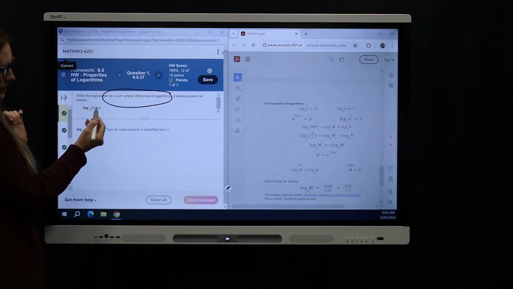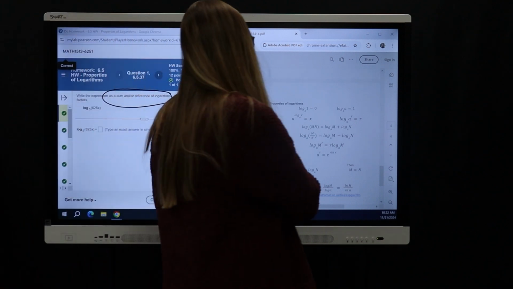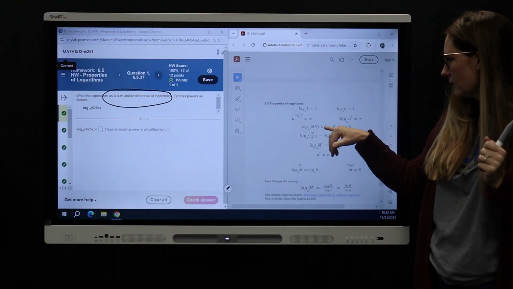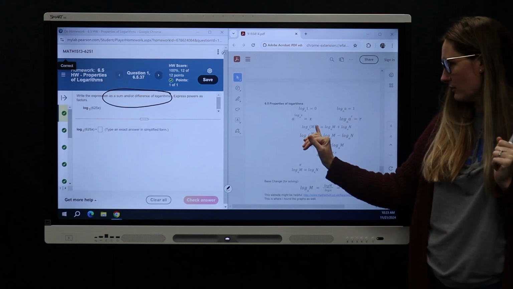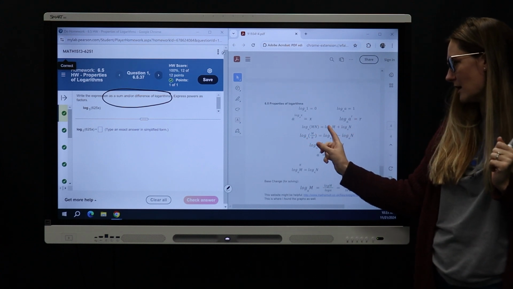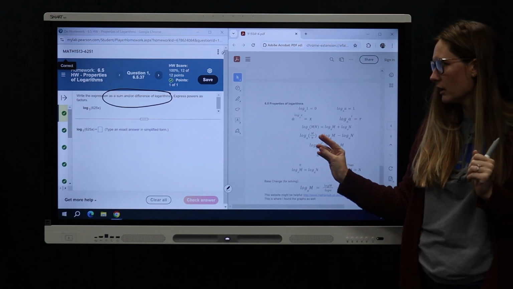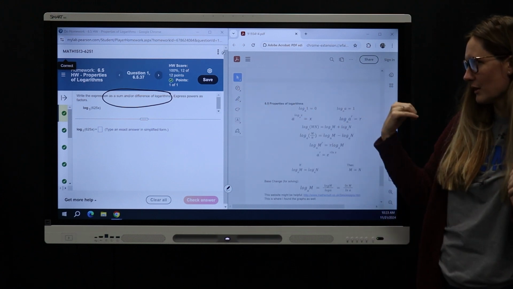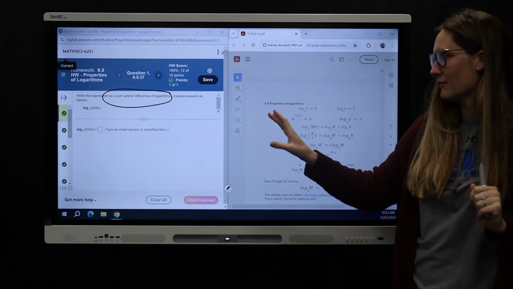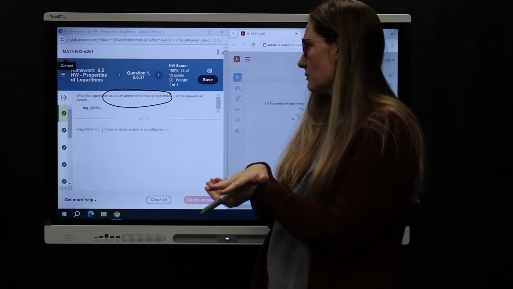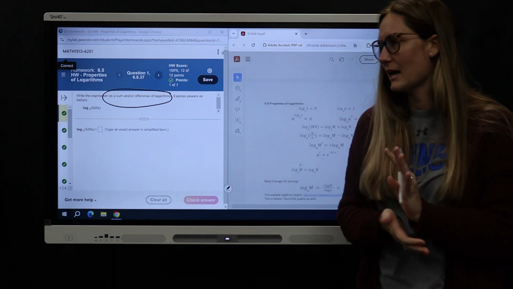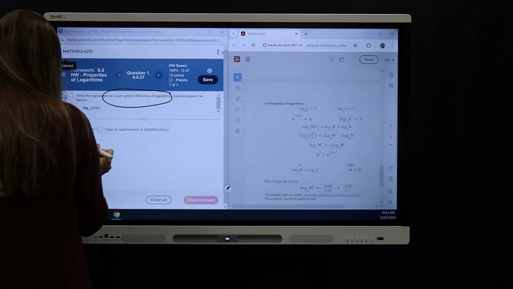So if it's multiplied right here, it's going to be this property. So when it's multiplied, we have m times n. We change it to a sum of logarithms. So we're gonna break it apart, whatever's first plus whatever's second. So I have 625 times x. So my first one's gonna be 625 and my second one's gonna be that x. So let's go ahead and write that out.